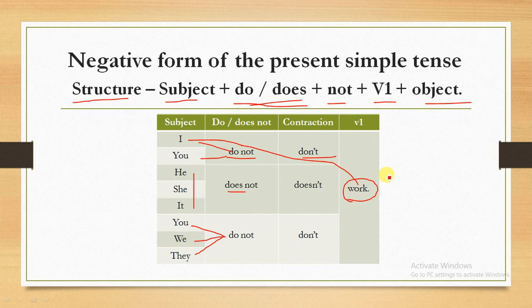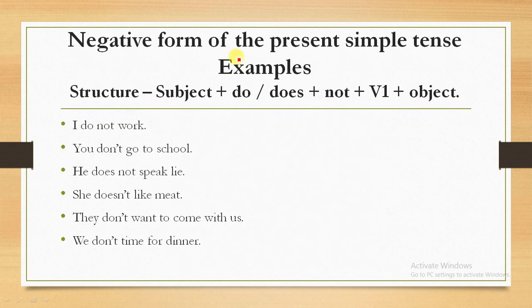Then let's go through some examples. I do not work. You don't go to school. This is the first person, this is the second person, that is why we used do here. But for third person, he and she, these are the two that come in third person, that is why we use does here. They and we come in plural, so that is why we used do here. So you need to understand these formulas as well.